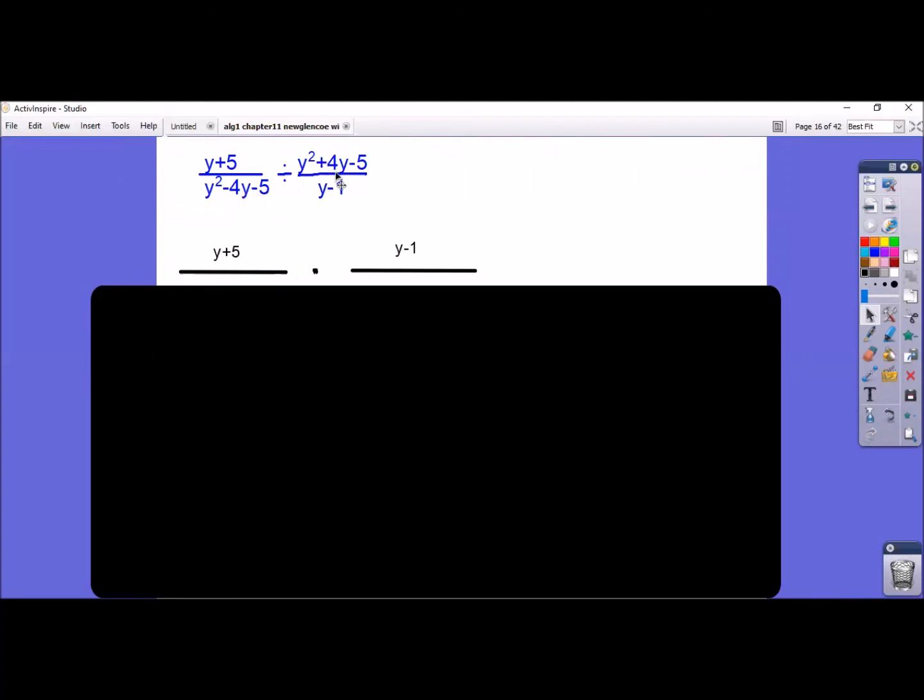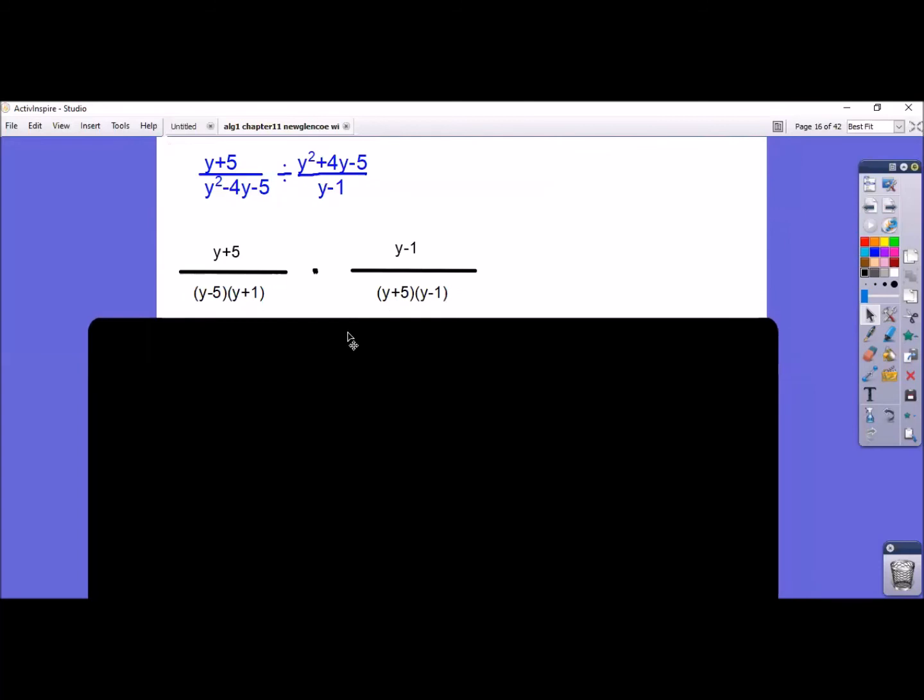But these two trinomials need to be factored out. Factors of, let's see, let's do this one. Factors of negative 5 when added together give us negative 4b. Negative 5 and a positive 1. When you factor this one, it's the positive 5 and the negative 1. So you see they're just reverses of each other.